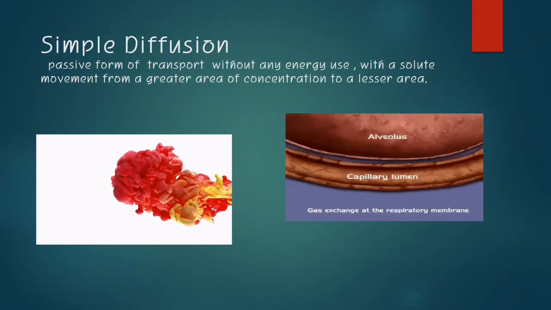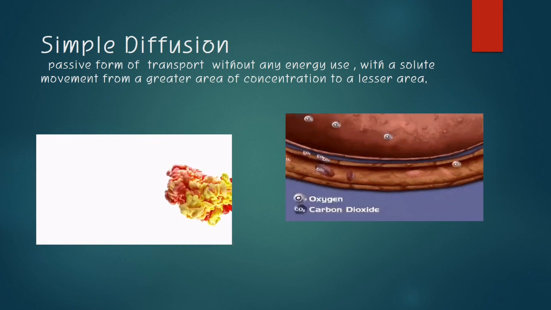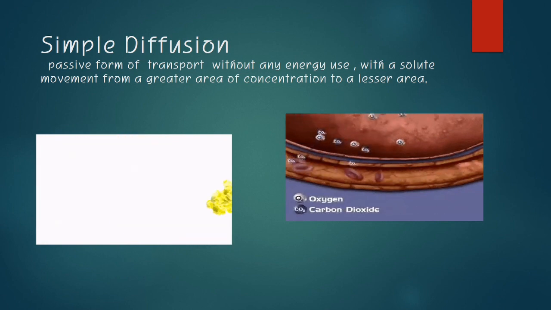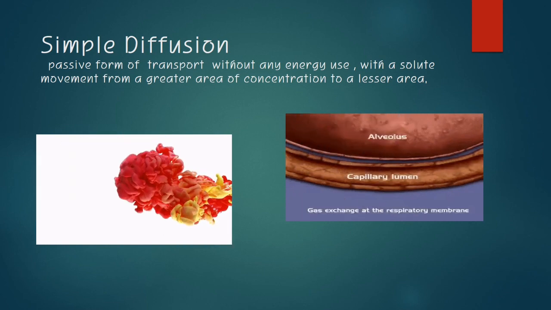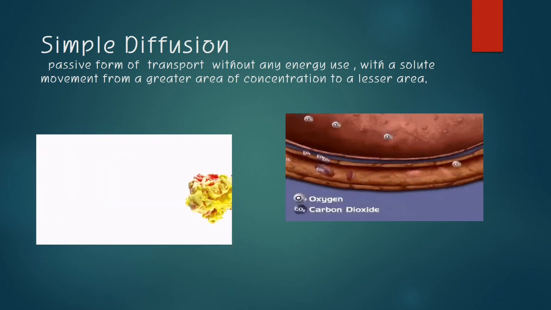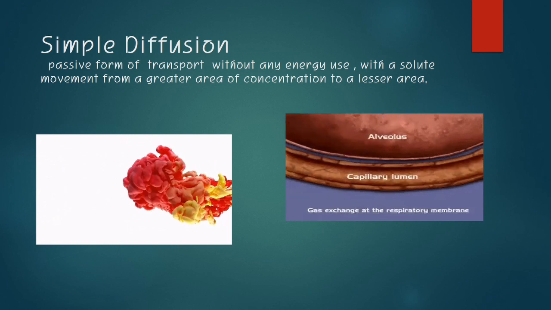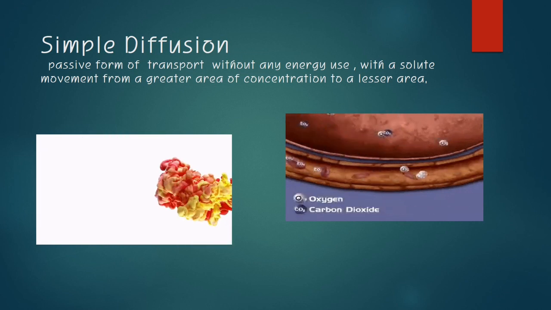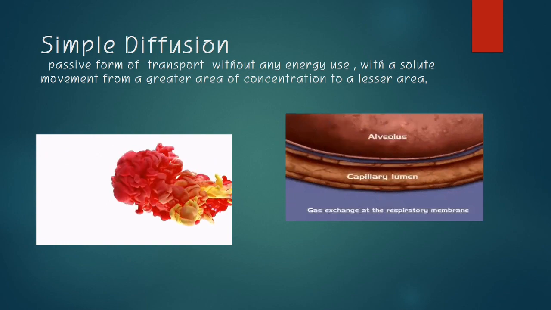Simple diffusion is the passive form of transport without any energy use, with solute movement from a greater area of concentration to a lesser area. The left video clip is a typical experiment of an ink spill, having a greater concentration as it scatters to a lesser area of concentration. The right clip is human body diffusion taking place in the lungs through the alveoli, showing exchange of carbon dioxide and oxygen.